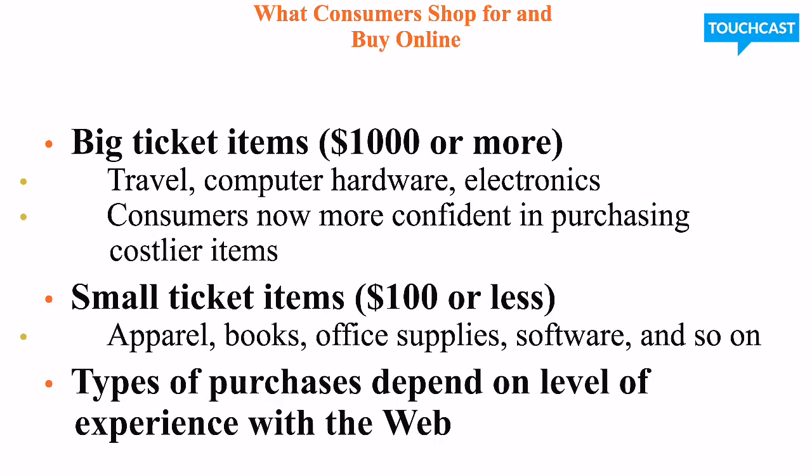Consumers buy lots of different things online. There are big ticket items which traditionally cost $1,000 or more. This would include, for example, travel arrangements, computer hardware, electronics. Consumers are now confident in purchasing these costlier items online. But they also buy small ticket items which are $100 or less. Things like apparel, books, office supplies, and software. The types of purchases depend on the level of experience with the web that the consumer has.